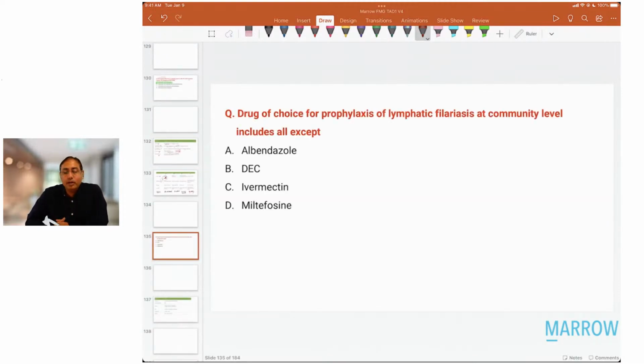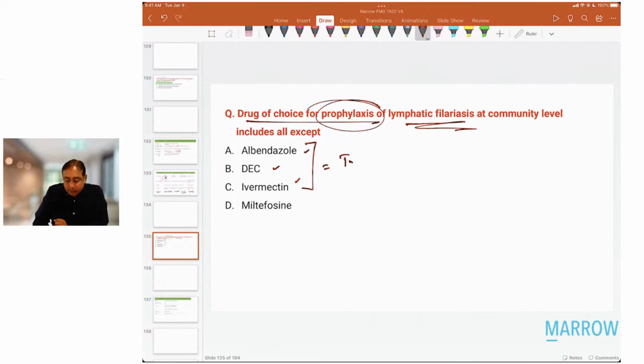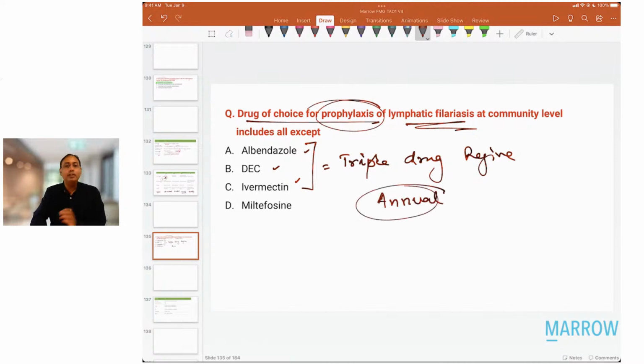Coming to the next MCQ: drug of choice for prophylaxis of lymphatic filariasis at community level includes all except. Albendazole, DEC, ivermectin are already given as the triple drug regime, and this is given as annual doses. Please remember, in all the lymphatic filariasis areas, we give one tablet each of albendazole, DEC, and ivermectin to all people in the area.